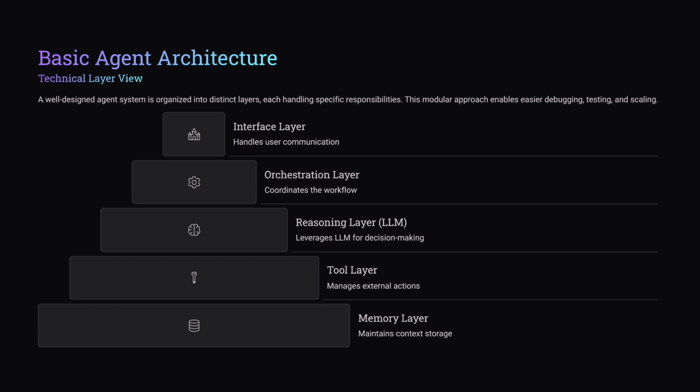Reasoning, LLM decision-making. Tools, external actions. Memory, context storage. Tip: this modular design makes debugging easy. When something breaks, you know where to look. Example: if the agent calls the wrong tool, it is an orchestration or reasoning issue, not a memory issue.